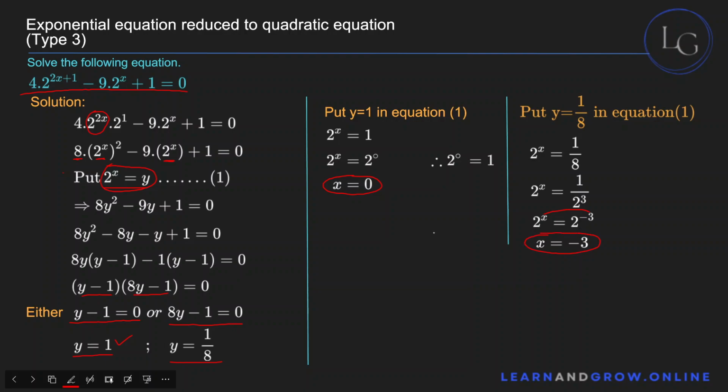Now you have two values for x. x is equal to 0 and x is equal to minus 3. So this is the solution set.